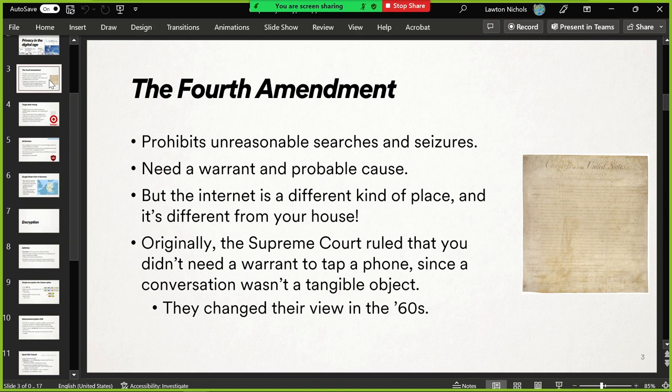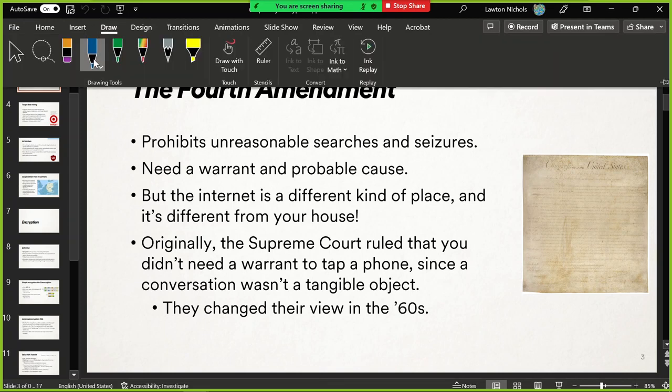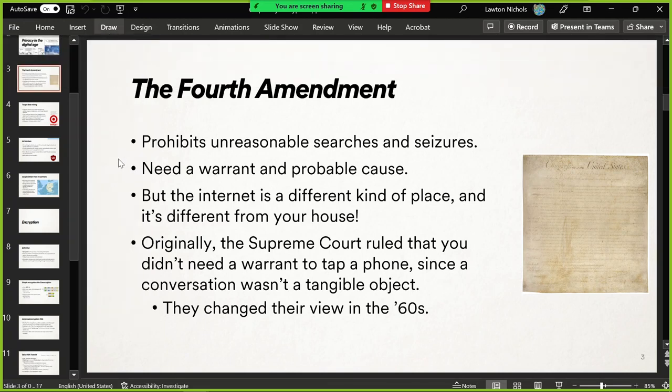So let's talk about the Fourth Amendment. If we remember from history class or government class, that's the one that prohibits unreasonable searches and seizures. So we have that right as American citizens. Other countries have their own version of it or none at all. Does that apply to us is the main question. With the Fourth Amendment, to have police search your home, they need a warrant. They need probable cause. That's the only way that a judge will usually give that warrant or approve of it.